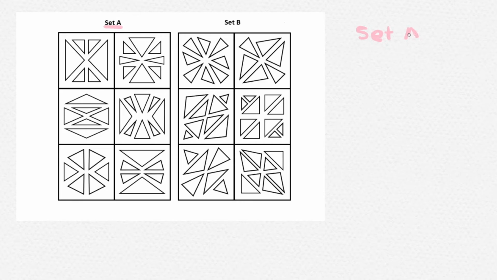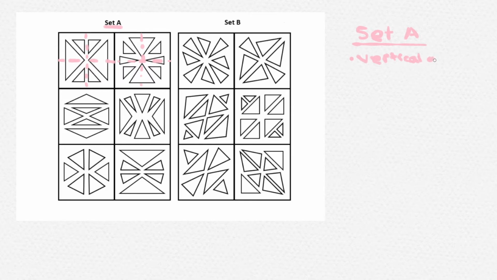Now, in set A, after analyzing it, you can see that there is a rule of symmetry. You can either have vertical symmetry or horizontal symmetry. However, this is only for the first square. To make sure, let's try it on the second square. As you can see, the second square also has vertical and horizontal symmetry. Therefore, our final rule for set A will be vertical and horizontal symmetry.